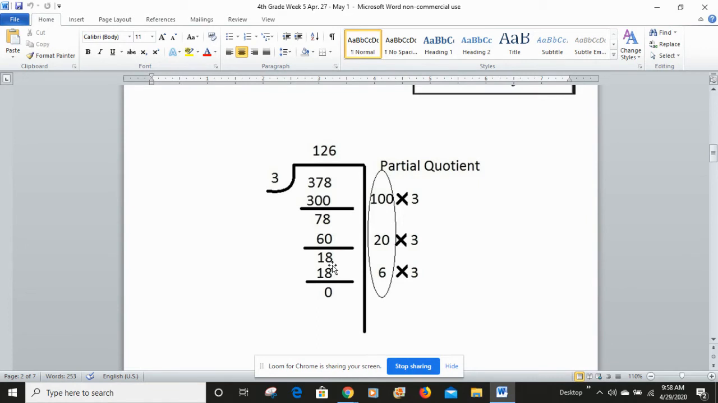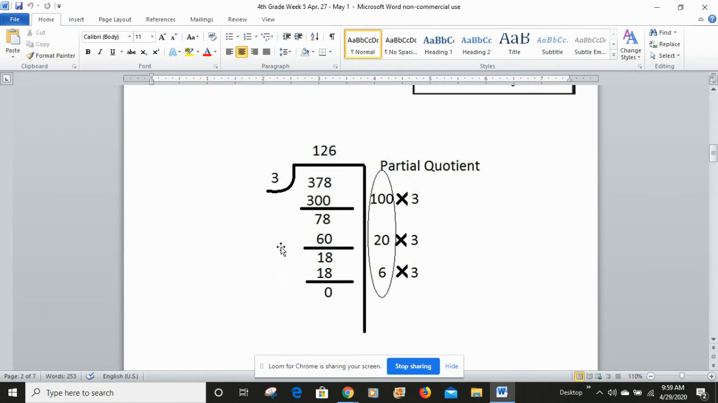Subtract, I get 18. Now my last step is to divide 3 into 18. And 3 times 3 is 9, 3 times 4 is 12, 3 times 5 is 15, 3 times 6 is 18. Exactly the same. I subtract, and I have 0 for a remainder.